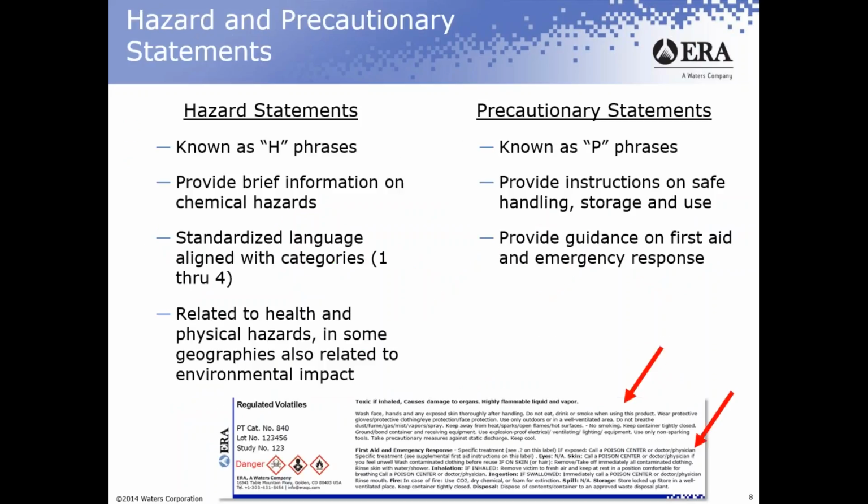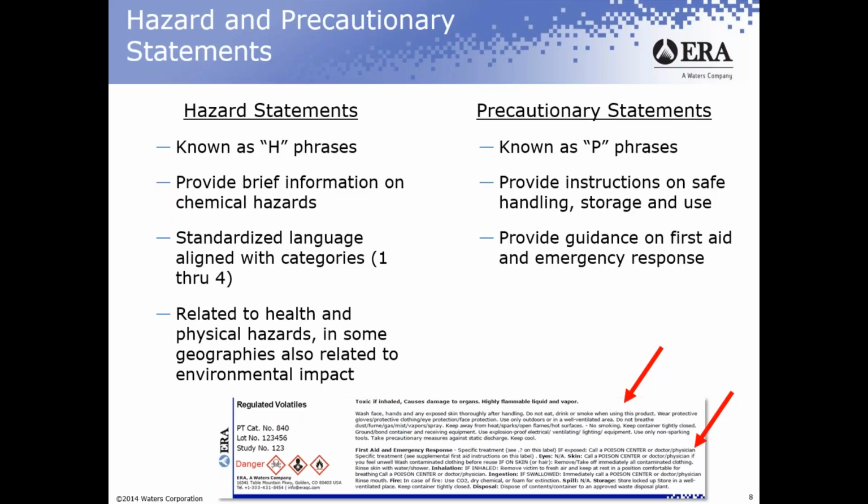So the hazard and precautionary statements are the next piece that are on the labels, and you see the two red arrows in the bottom right-hand corner. If we take a look at the first one, those are the hazard statements. Brief information about the hazards. They're standardized with categories 1 through 4, and they're related to physical hazards in some geographies. Again, here's another difference. They can also relate to environmental impact.